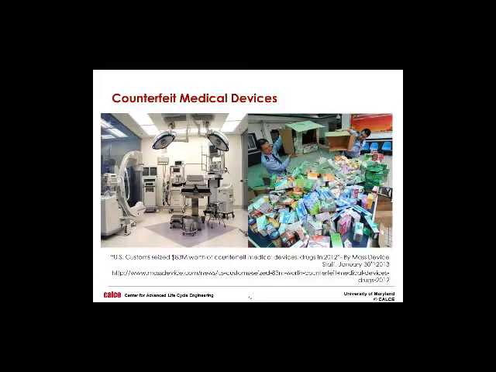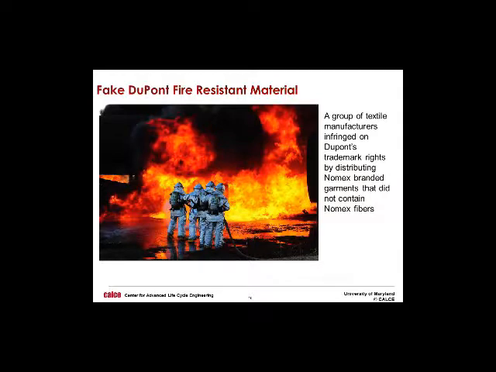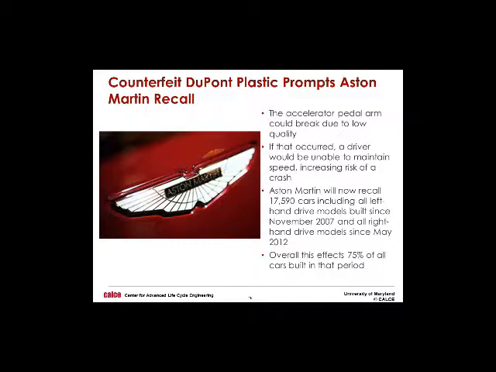More scary are medical devices and airbags. We are getting more and more into personal safety and health issues. This is, I would say, really heinous: material for the fire protection in firefighter suits, which can really put them in danger, because these things degrade a lot faster than good material. The previous one, the firefighter material, was to do with a DuPont plastic, and this is again a DuPont plastic. Of course, that's a popular material, but remember the word plastic, because we'll come back to it again and again.